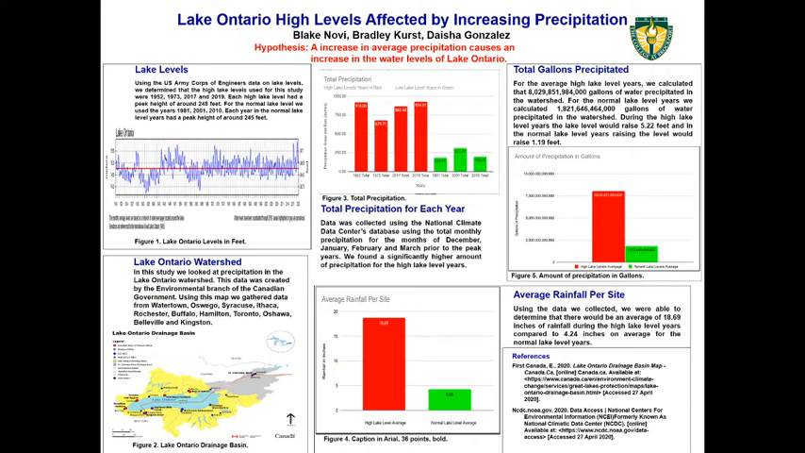We then calculated the average amount of precipitation per site out of the 11 and how much rain would have been collected during these 4 months. And we found that in the high lake level years, there was an average of 18.69 inches per site. And in the normal lake level years, we found there was about 4.24 inches of rain per site. There's definitely a significantly higher amount of precipitation during the high lake level years than the normal lake level years. But that does not necessarily mean that it was going to raise the lake to these higher limits.